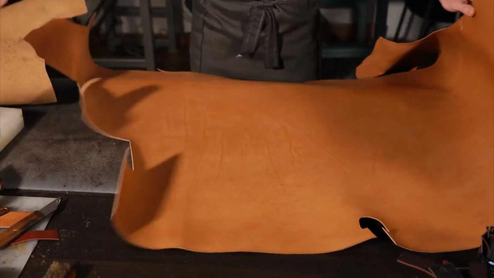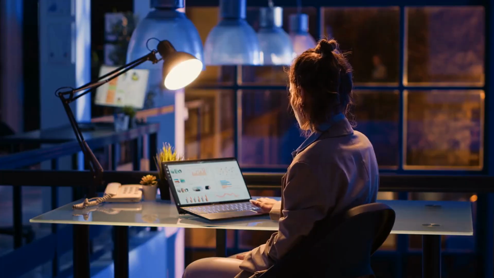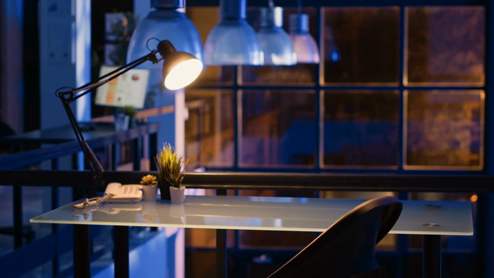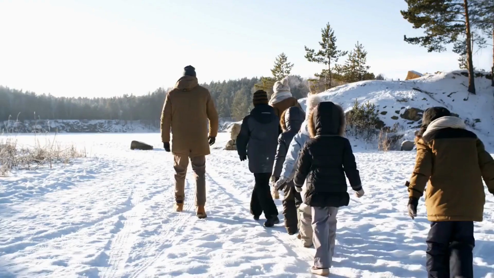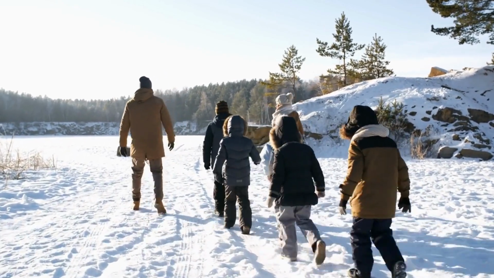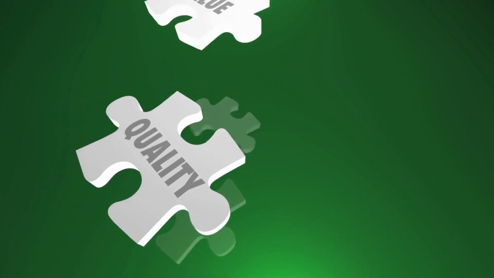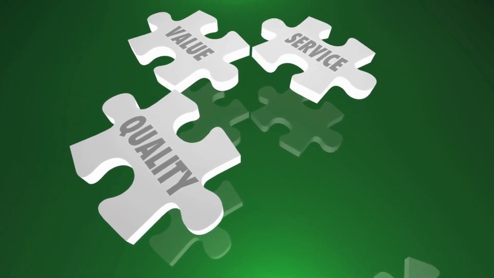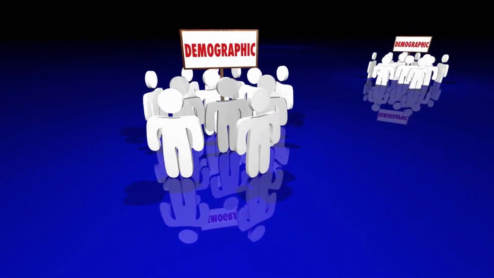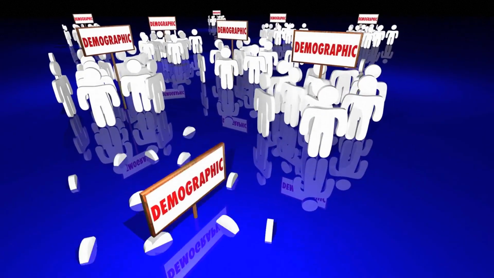When writing your executive summary, make sure to include the following. Your mission statement. Explain why your business exists and what you hope to accomplish. Your product or service. Describe the products or services you provide and how they are different from your competitors. Your competitive advantage. Explain what makes your business stand out from the competition. Your target market. Describe the demographic you plan to target and how you plan to reach them.